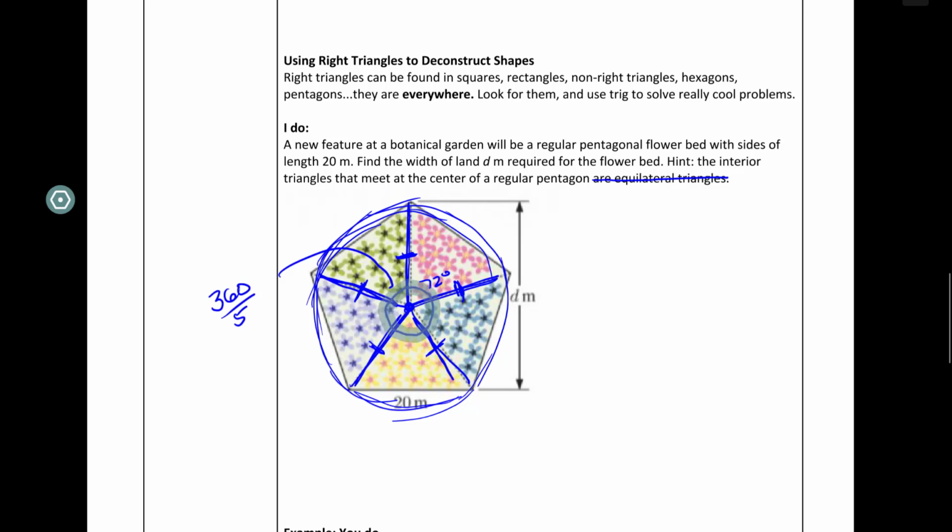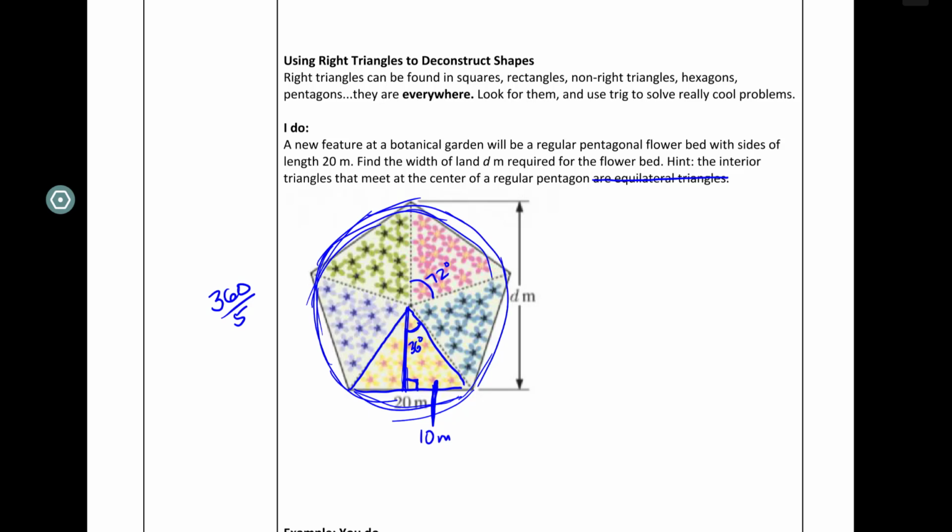Well, let's go ahead, clean up a little bit of mess, and let's focus on one of these triangles. Knowing that that angle is 72 degrees, I want to deconstruct this into a right triangle. If we look at that, now we have a right triangle. If I draw a perpendicular bisector, I know that this length right here is half of 20 meters. That's 10 meters. And I know this angle right here is going to be half of 72. That's going to be 36 degrees. Again, I know that because this angle right here is going to be 72 degrees.